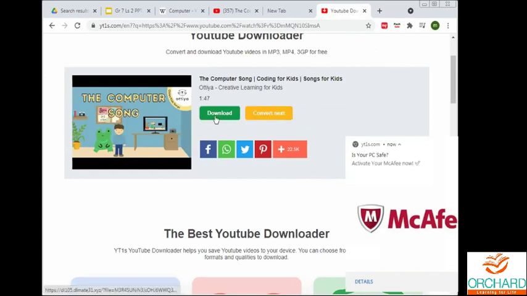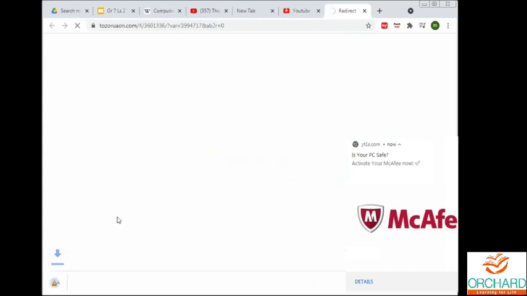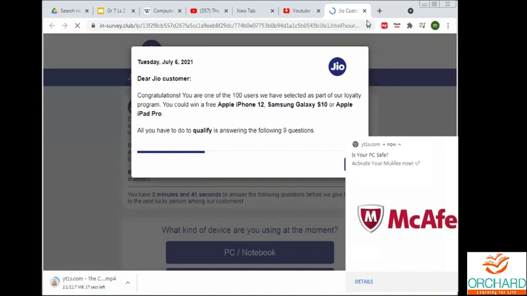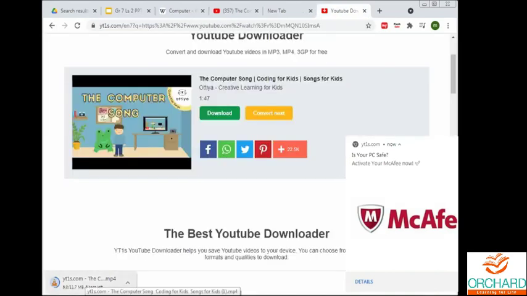You will have a download option here. If you download, it will be downloaded to your system. You can find it here. It will be automatically stored in your system downloads. After that, you can insert your pen drive and transfer this to your pen drive. That's all. Hope you all can understand.